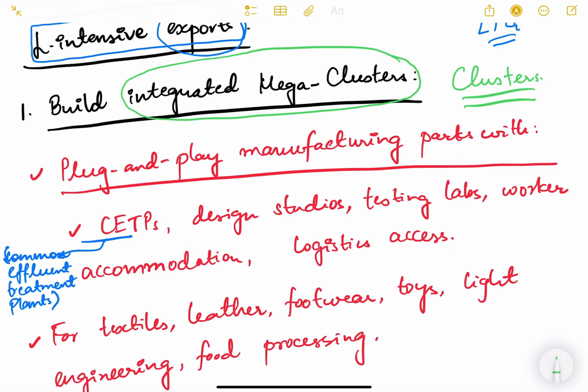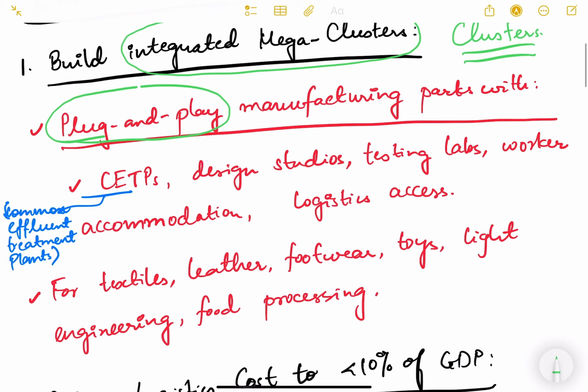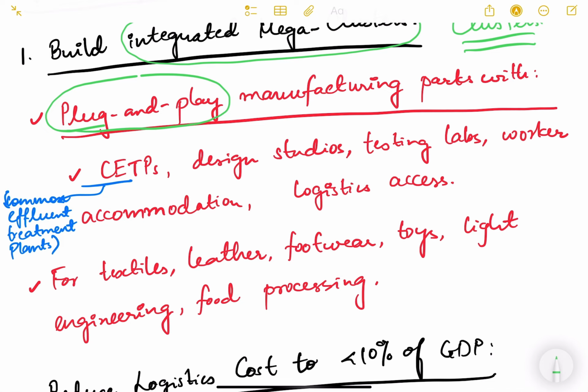So plug and play manufacturing parks, this we have seen in the previous video. What is the meaning of this? With CETPs, meaning common effluent treatment plants. For example, if there is a park where there are 100 factories and there is one common CETP to treat the effluents coming from these industries, it can be shared by all 100 factories, so individual cost will reduce. That is the benefit of having a cluster.